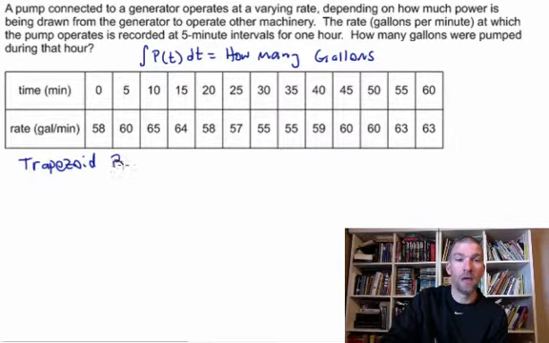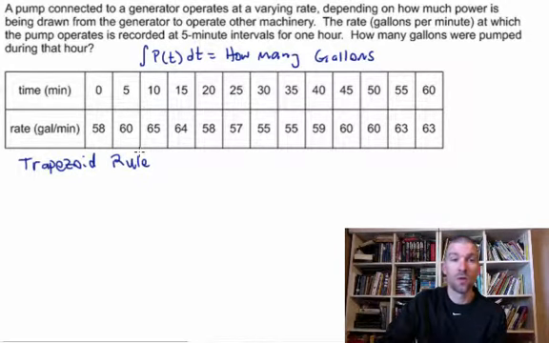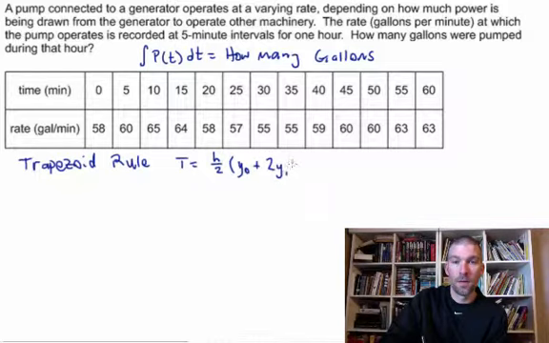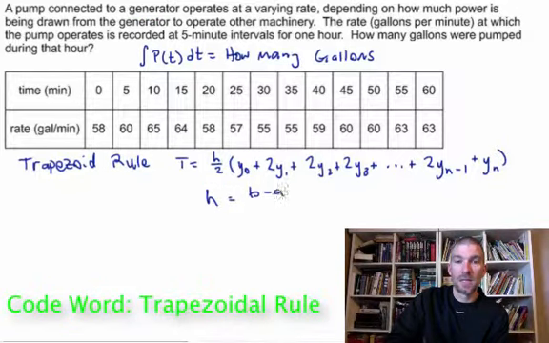Why can I use this rule? I can use the trapezoid rule because I don't have a specific function, but I've got a rate that varies over time, and I've got specific data points that I can use. So what do we need from the trapezoid rule? You may remember that the trapezoid rule is equal to h over 2 times y0, that's your first y value, plus 2 times y1, plus 2 times y2, 2y3, all the way up to 2 times yn minus 1 plus yn. And the yn minus 1 and the yn are your final terms. Okay? H is equal to b minus a divided by the number of terms that we're using.